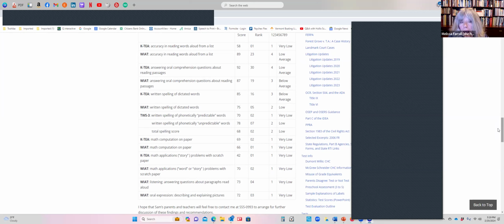And yet somehow we get accuracy in reading words aloud from a list in the 23rd percentile rank. He did really well answering oral questions about reading passages. He earned a percentile rank of 30. And you can scan that list and you can see that in some cases, a 0 raw score gets us about what we would think.